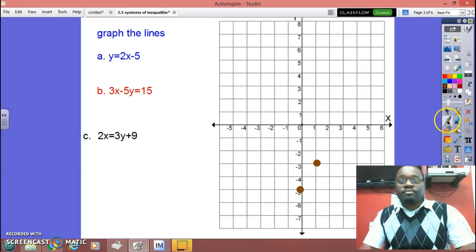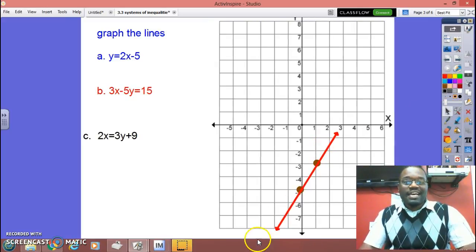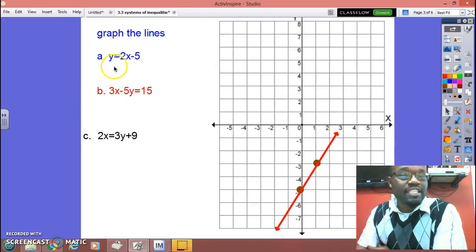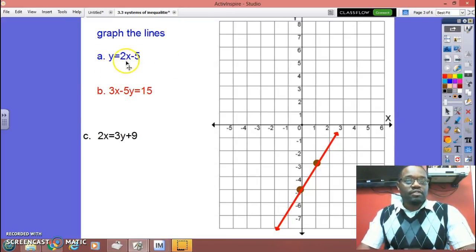Now I have my two points, and therefore I can go get my line and draw my line through those points. And I can make it longer. Alright, so that's that line right there. It's just drawing the line. Since it has equal signs, I just draw the line straight up, no shading or anything.